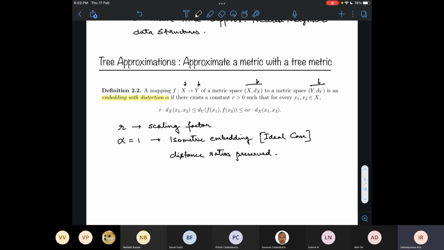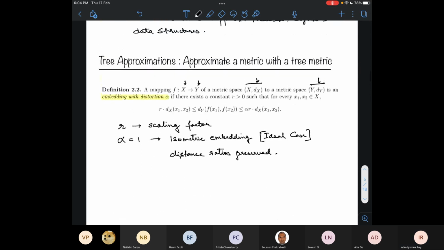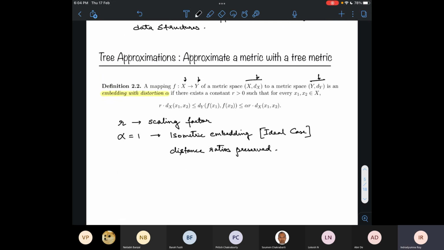And alpha equals 1 is the ideal case, where any distance in Y is just a multiple of the corresponding distance in X. So the distance ratios are well preserved. That is called an isometric embedding. And now if alpha starts increasing, then the distortion increases, and as it increases, we get more and more into trouble. So this is the definition of distortion.